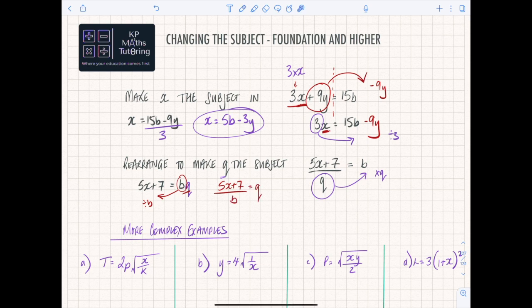And again, make sure you write the letter out. So a bit of a shortcut there is you could effectively just swap these two over, but actually what I'm doing is multiplying it by q first of all and then dividing by b.